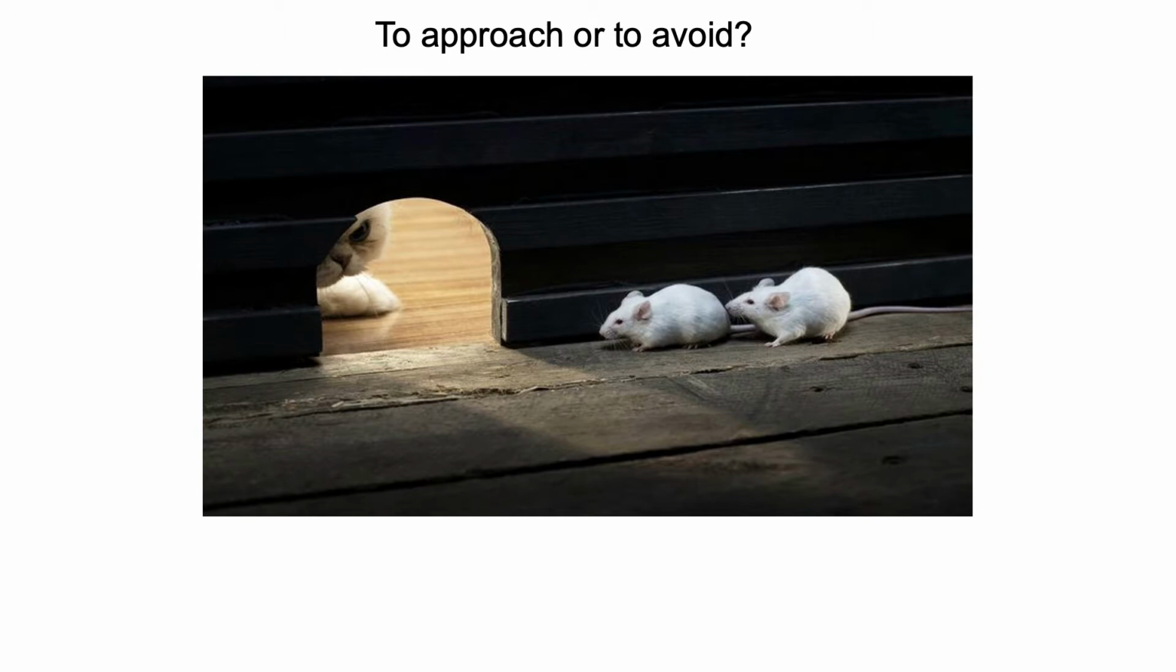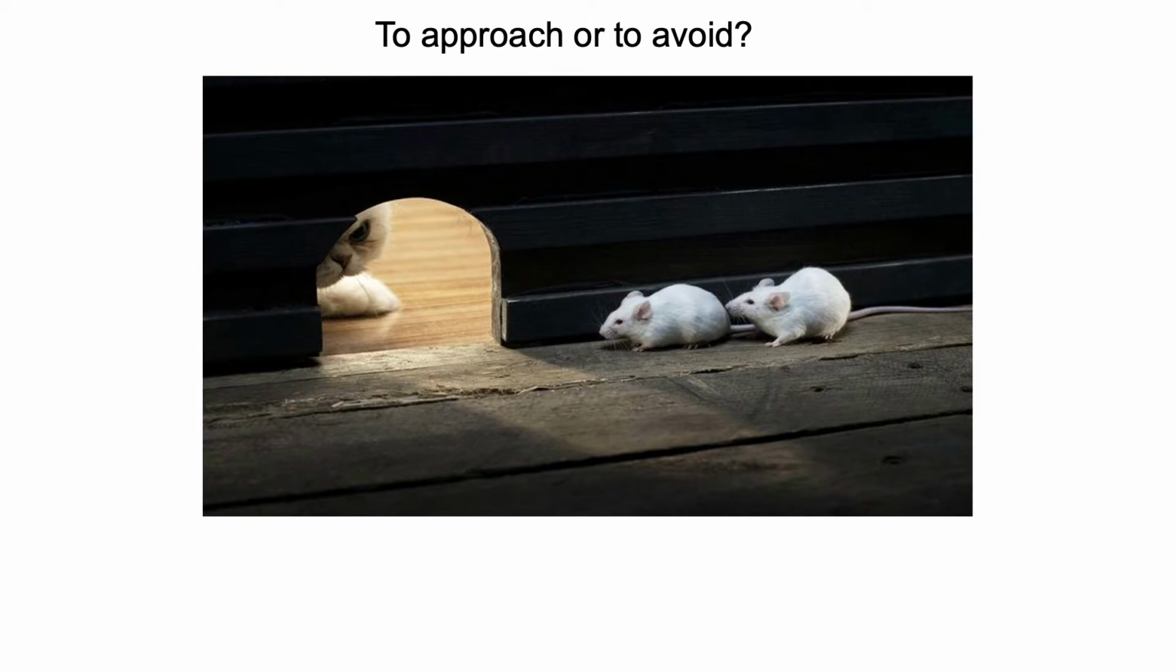Take this image as an example. Here, we have two mice that are probably hungry. They know that to satisfy their hunger, they must go outside their hole and search for food. However, we also see that there is a cat waiting outside. Although the mice want to search for food, they also want to avoid an undesirable encounter with a predator. This image portrays an example of approach avoidance conflict.